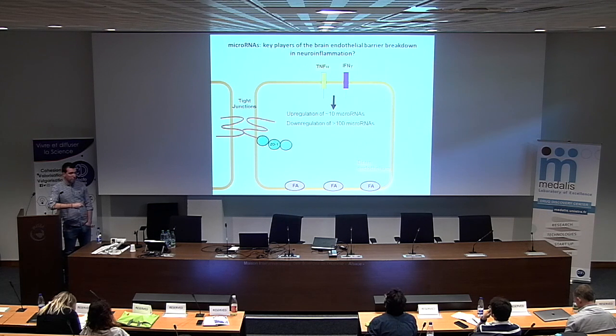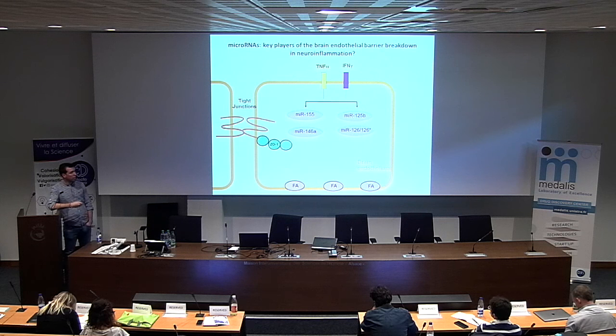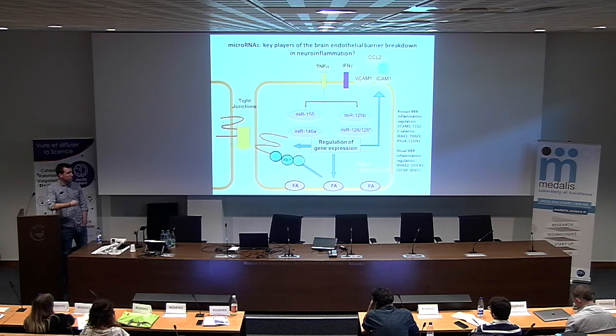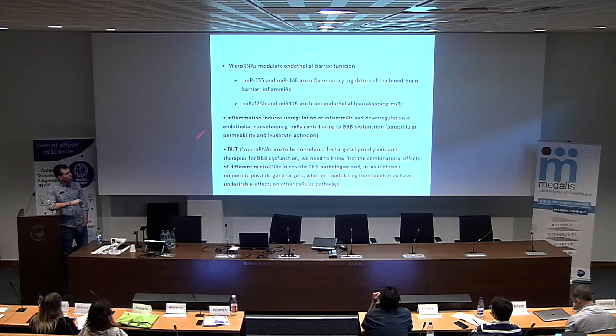And just to sum up, we have a pro-inflammatory stimulus, in this case TNF-alpha and interferon gamma, that leads to upregulation of around 10 microRNAs in the highest top list, and deregulation of more than 100. And I've been talking about MIR155, 146A, and the housekeeping genes, MIR1 to 5 and 1 to 6. And all of them can regulate different points of gene expression that ultimately will lead to increased paracellular permeability, but also leukocyte adhesion and modulating the blood-brain barrier function itself. So these are just the hallmarks of today's talk.